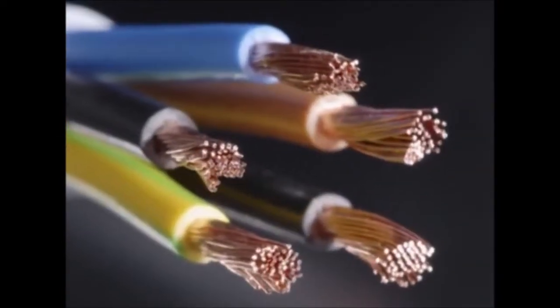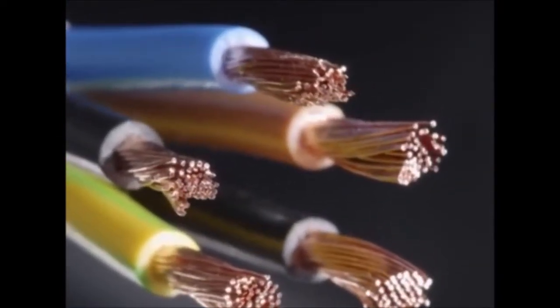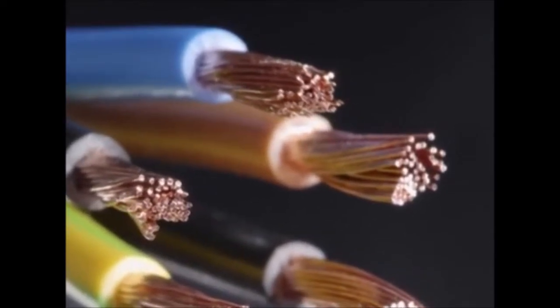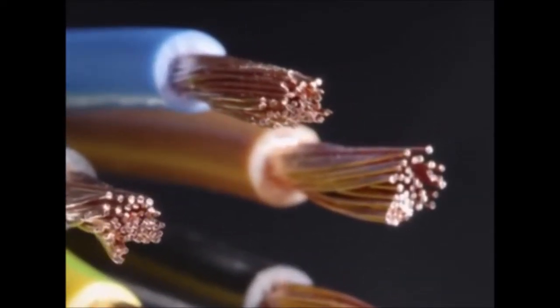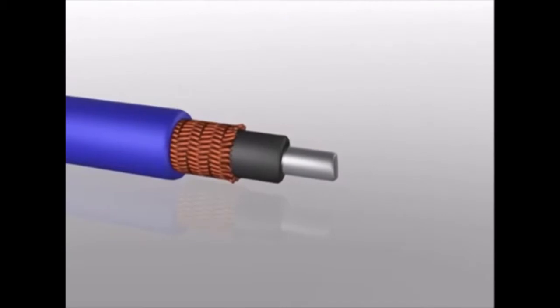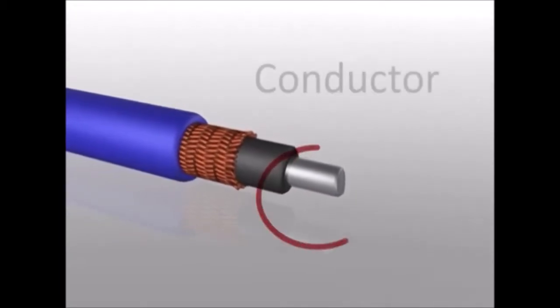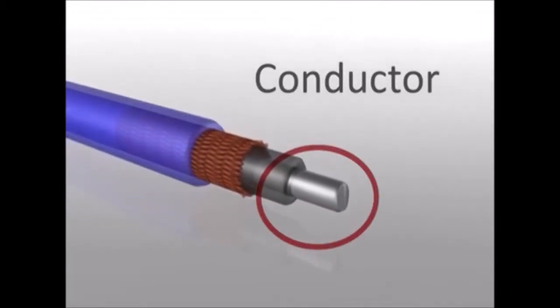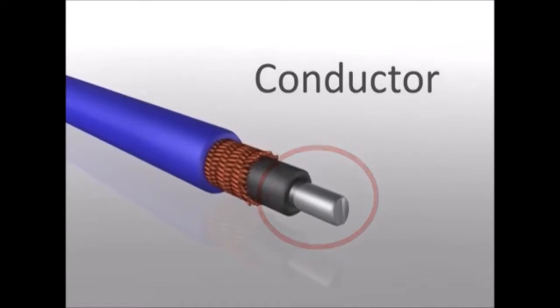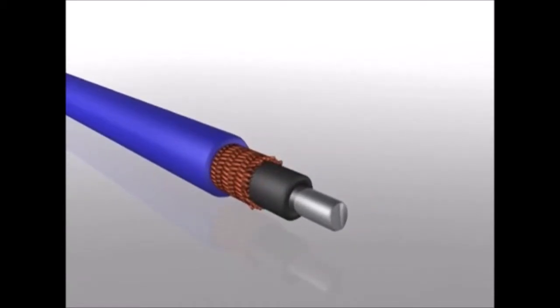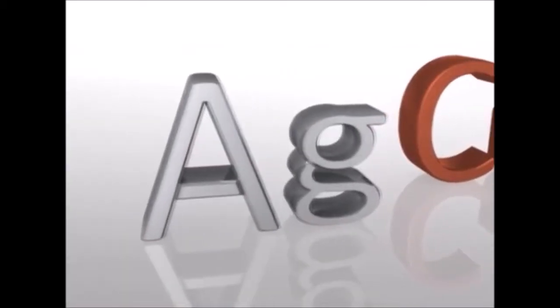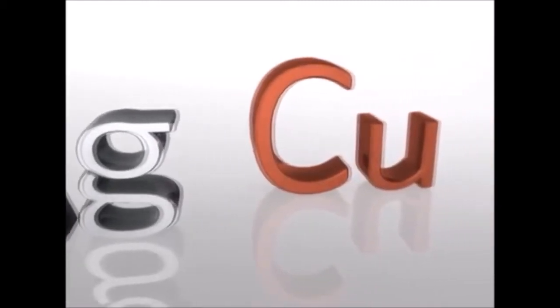In a wire or cable, the conductor is responsible for doing the main job, moving electricity, energy, or signals from one point to another. The conductor is located at the center of the cable, and it's what all the other layers of the cable work around to protect. Metals are generally conductive, but some metals are better suited for this task than others.